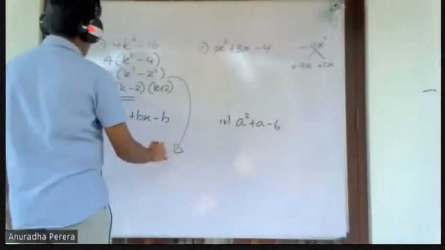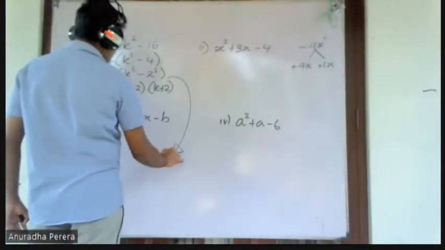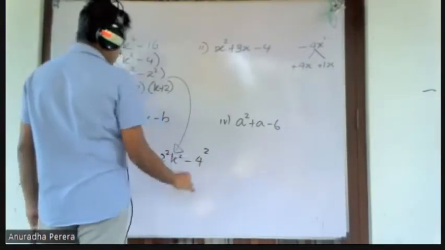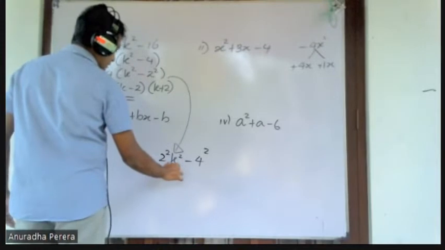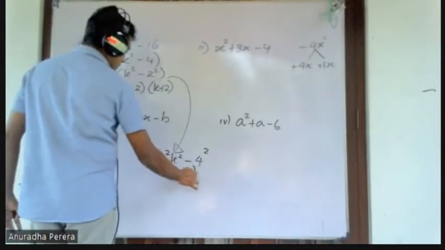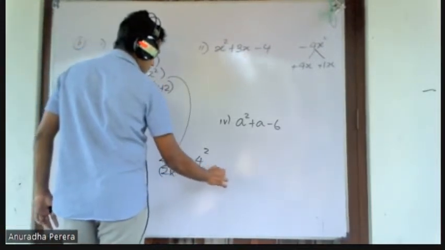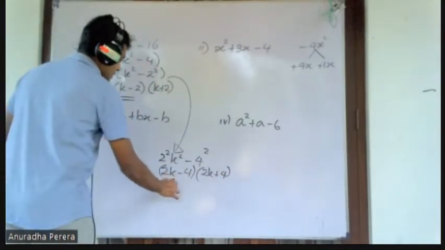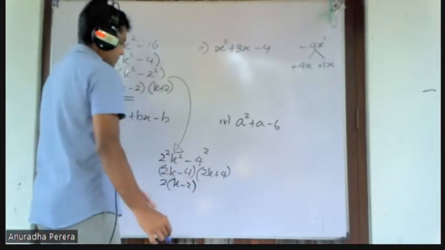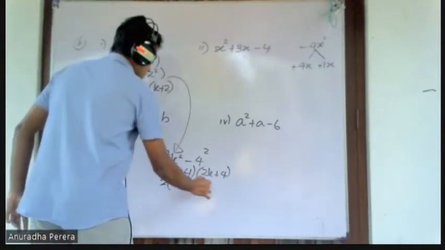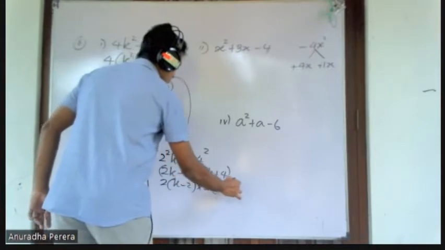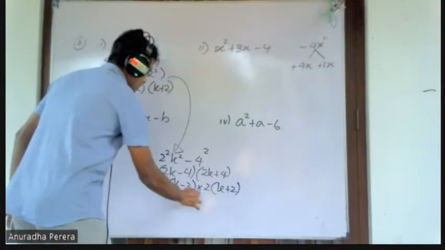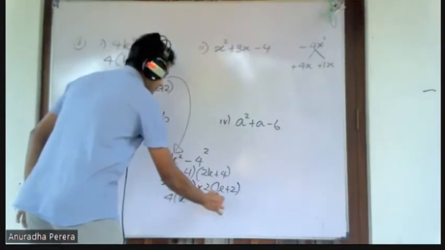You can write 4k squared like 2 squared k squared. Then you can write it as 2k minus 4 and 2k plus 4. But you can take 2 as a factor when considering the first two terms: k minus 2. Then again 2 can be considered as a factor: k plus 2. Then 2 times 2, 4, times k minus 2, k plus 2.